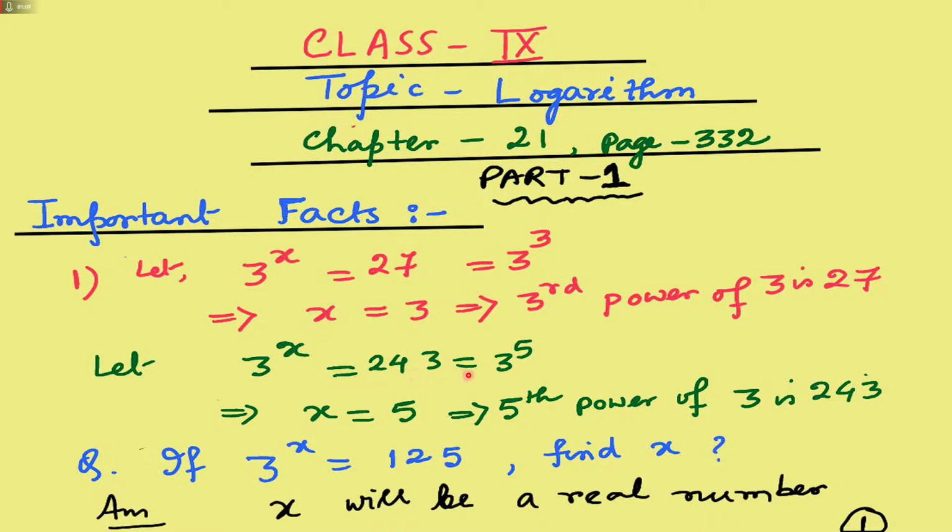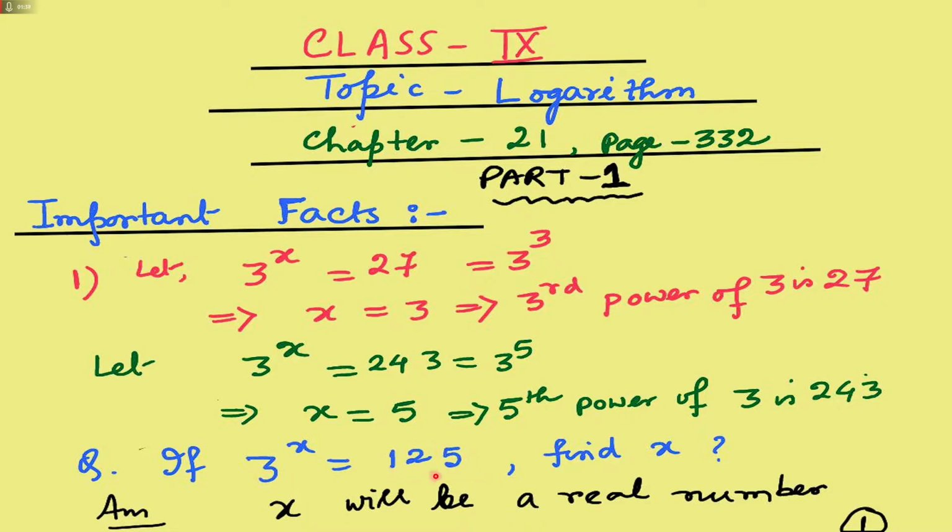You can also write this as 3 to the power 5. Then you will find the value of x as 5. And you can also say that the fifth power of 3 is nothing but 243. Now, if I give you 3 to the power x equal to 125 and I want to find x, then what will be the value of x?